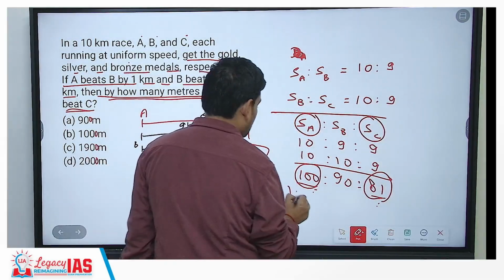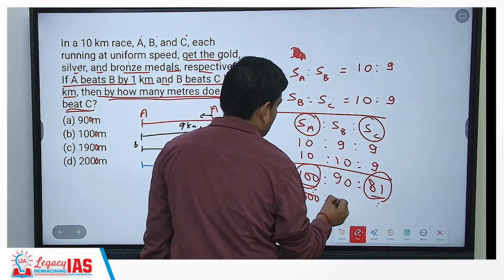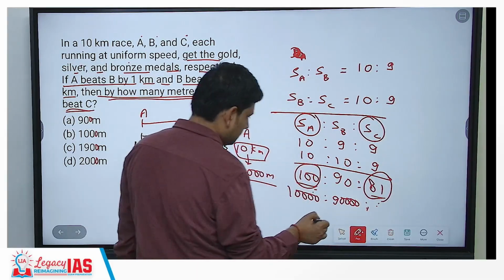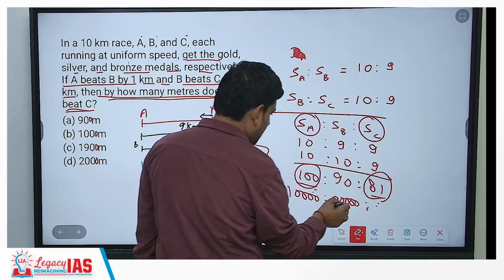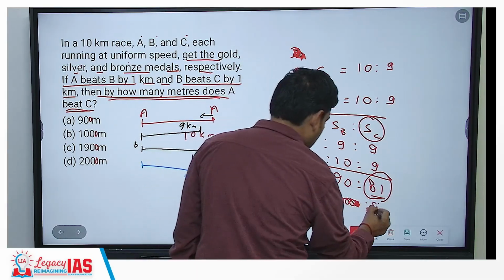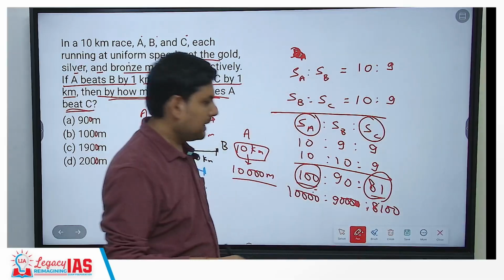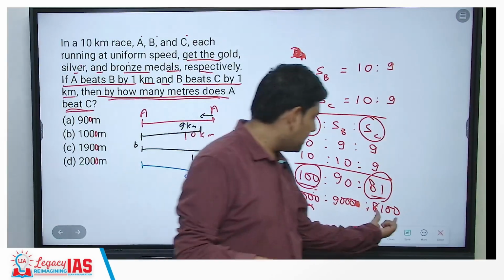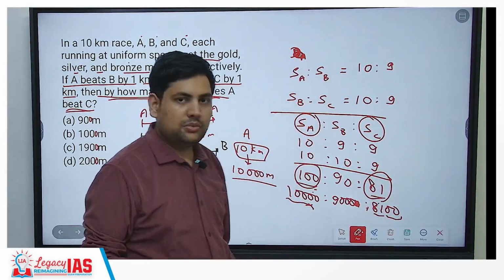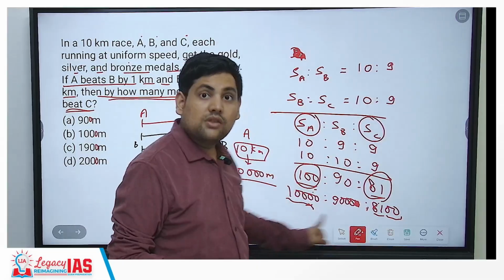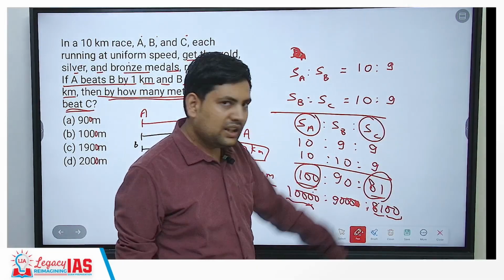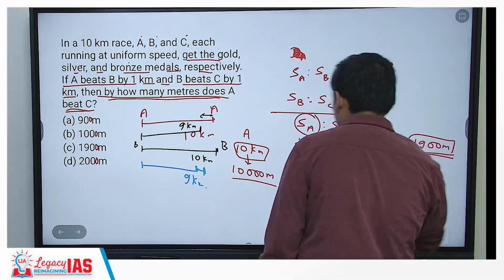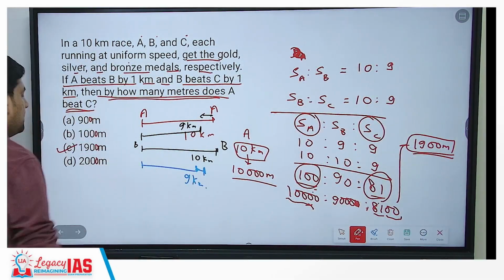So what do you get here? You get here 10,000 ratio 8100. Correct? So when A travels 10 kilometers or 10,000 meters, then C covers 8100 meters. What is the difference between them? 10,000 minus 8100, the answer comes out to be 1900 meters. So the answer becomes 1900 meters.